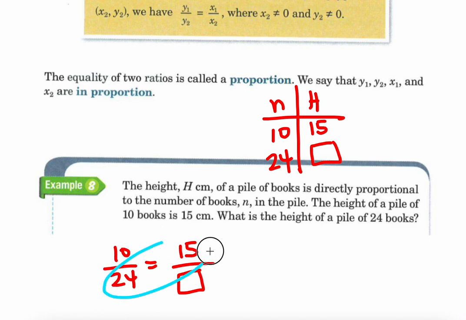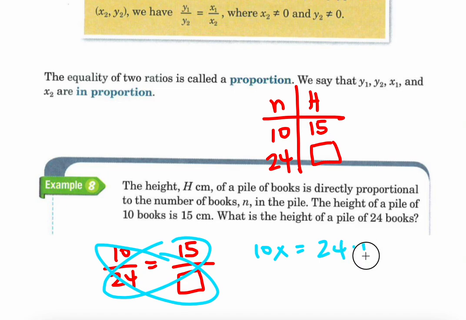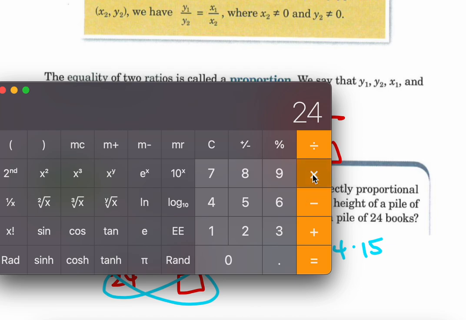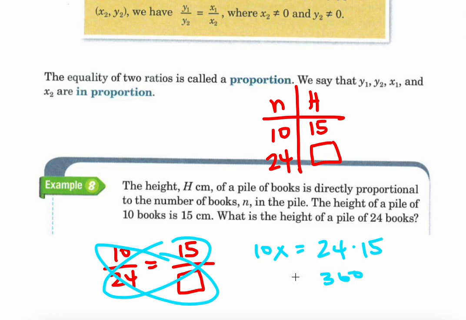What you can do is cross multiply. So it would be 10 times x, 10 times we don't know, equals 24 times 15. So 24 times 15 is equal to 360. So then 10 times x equals 360, divide both sides by 10. So x would equal 36. So the missing number in here is 36. That's one way of solving this problem using that formula that the book gave you.